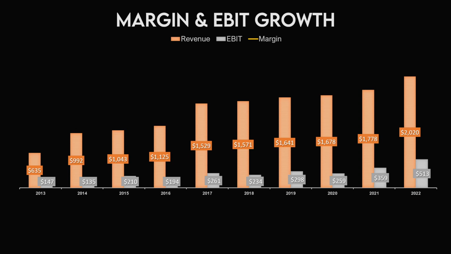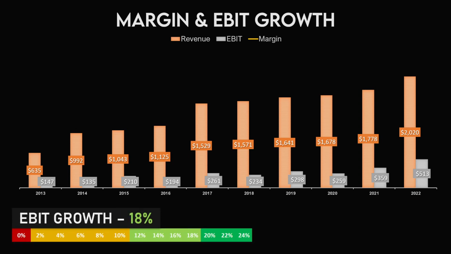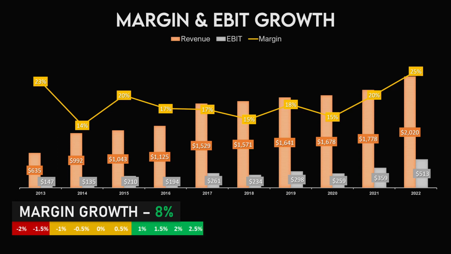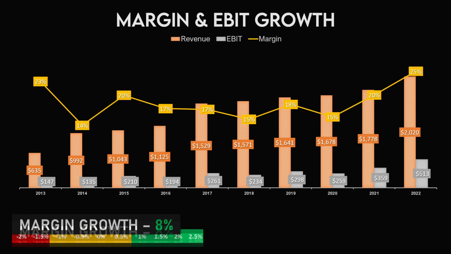The average EBIT growth during this period has been sitting at 18%, which is in the light green part of a scale, indicating a 5% deduction in a margin of safety. Looking at the margin, it has also gone up over the years, going from 23% to 14%, going from 2013 to 2014, but climbing up all the way back to 25% in 2022. This average margin growth is then sitting at 8%, which is way past the bright green part of a scale, indicating yet another 5% deduction in a margin of safety.